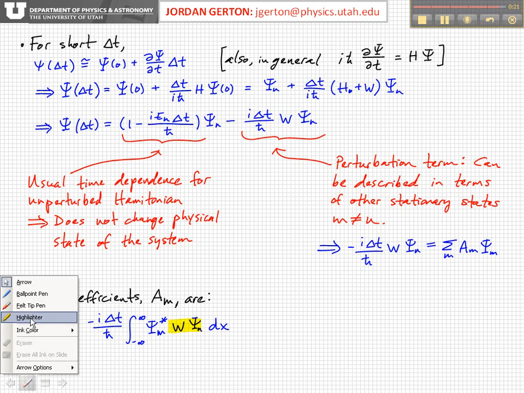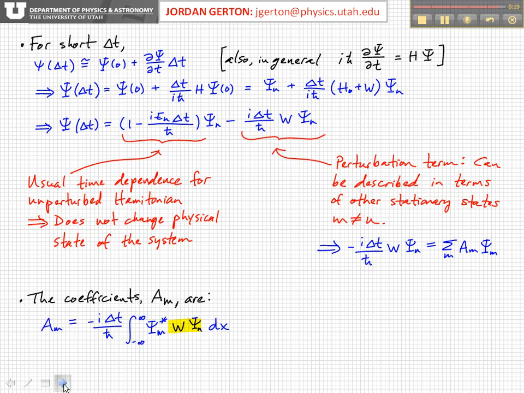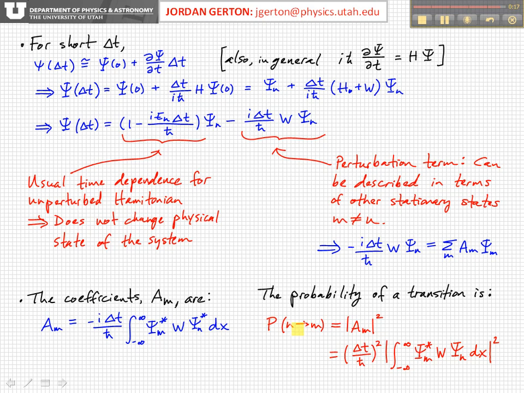And from that we can calculate the probability of a transition, that is the probability of going from state n to state m, and that's just the magnitude of the coefficient squared, and so it's just given by the square of this quantity here.